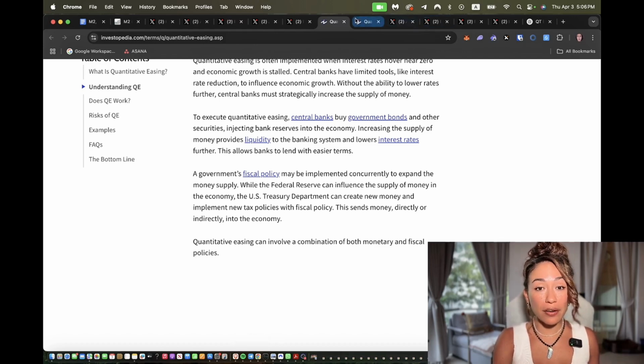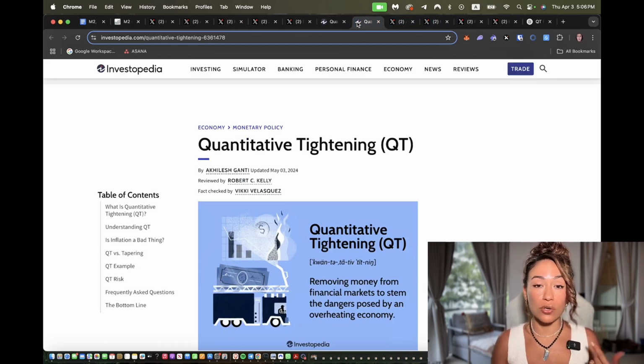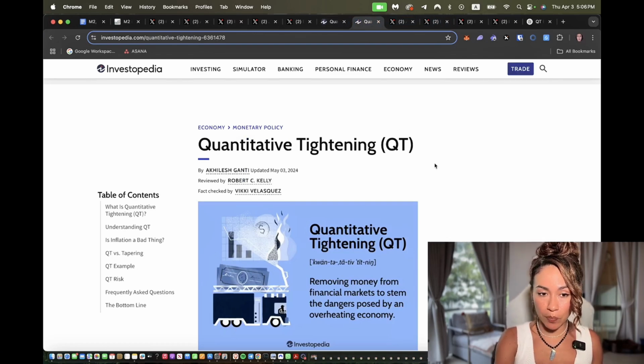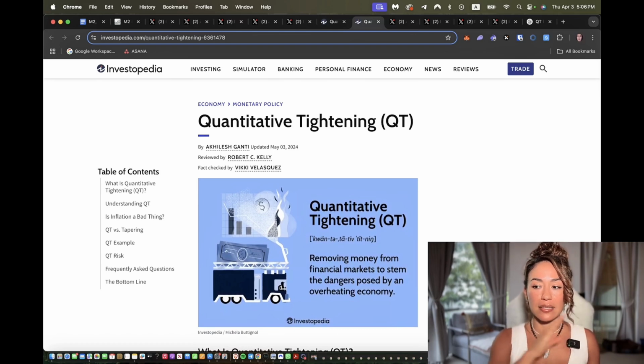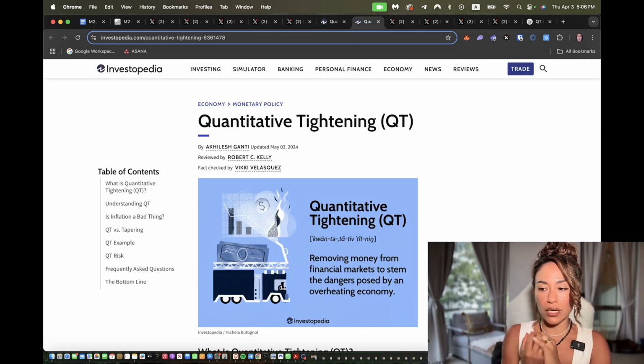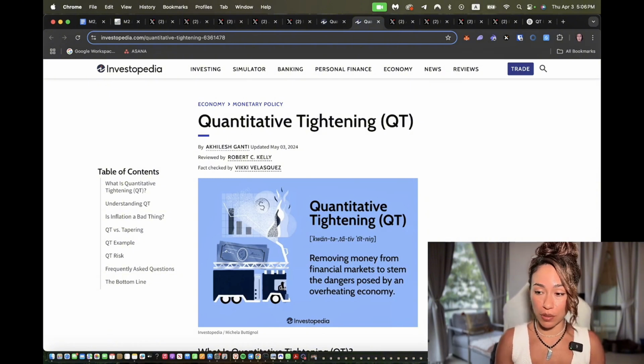So on the other hand, let's go check out what quantitative tightening is. You can also search for it here at Investopedia, but I just took a few quick notes for you. And basically, it's the exact opposite. It's when the Fed sells off its bonds or lets them mature without replacing them. So that pulls liquidity, it pulls money out of the system, it shrinks the money supply, and it ends up raising interest rates. So it discourages people from doing business.